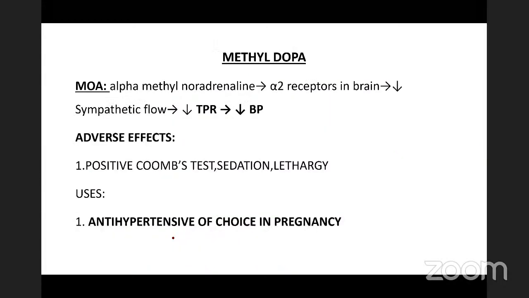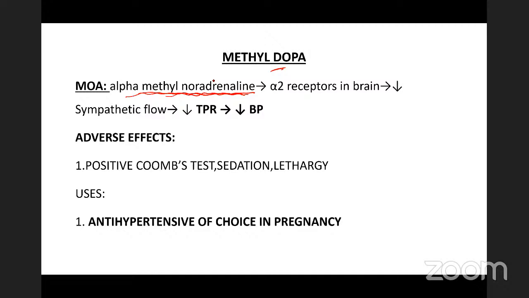Methyl dopa, this is one more drug. Whenever you give methyl dopa, it is converted into alpha methyl dopamine with the help of aromatic dopa decarboxylase enzyme, and it is converted into alpha methyl noradrenaline with the help of dopamine beta hydroxylase enzyme. This alpha methyl noradrenaline gets stored in the vesicles in the adrenergic neuron. So it is released as a false neurotransmitter. Methyl dopa is converted into alpha methyl noradrenaline and stored in the vesicles in the adrenergic neuron.